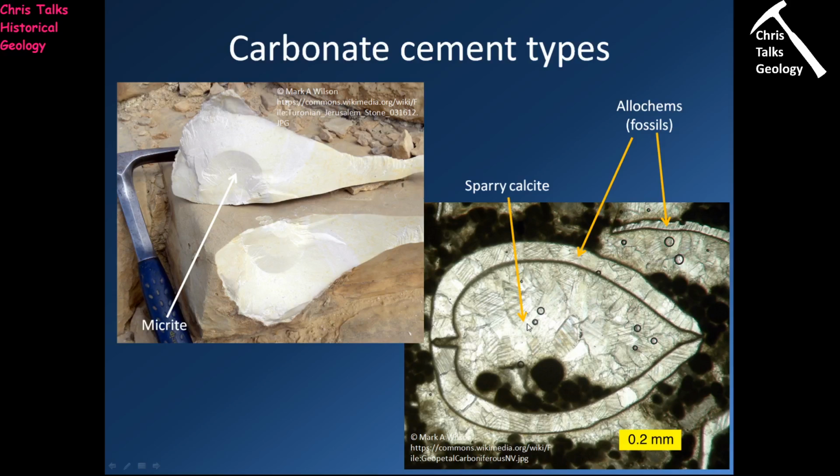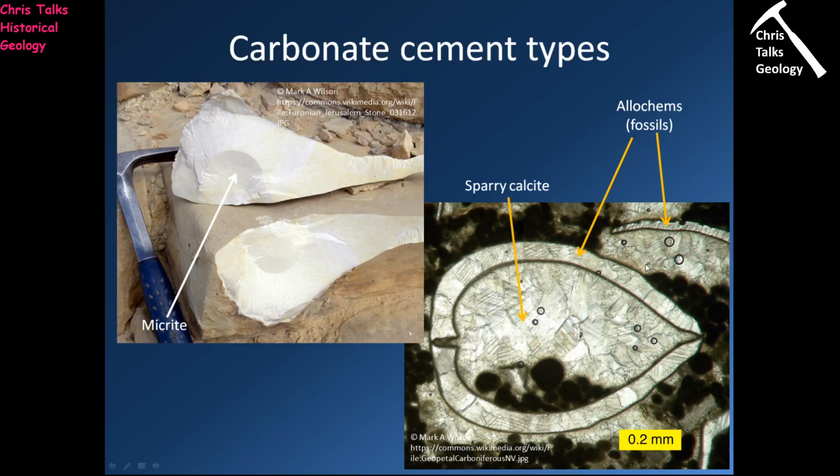Now, sparry calcite is slightly different. I must admit I am cheating here. This is actually a picture down a microscope, but you'll see this fossil, this shell. So here's the animal itself. This is the shell here. There's the hinge, which was at the back of the organism, and the animal itself used to live in this void here. Well, you can see the inside of this shell is filled up by these coarse, chunky crystals of calcite. So this is a sparry cement. And you can see some more of it here along the edge of the fossil as well.